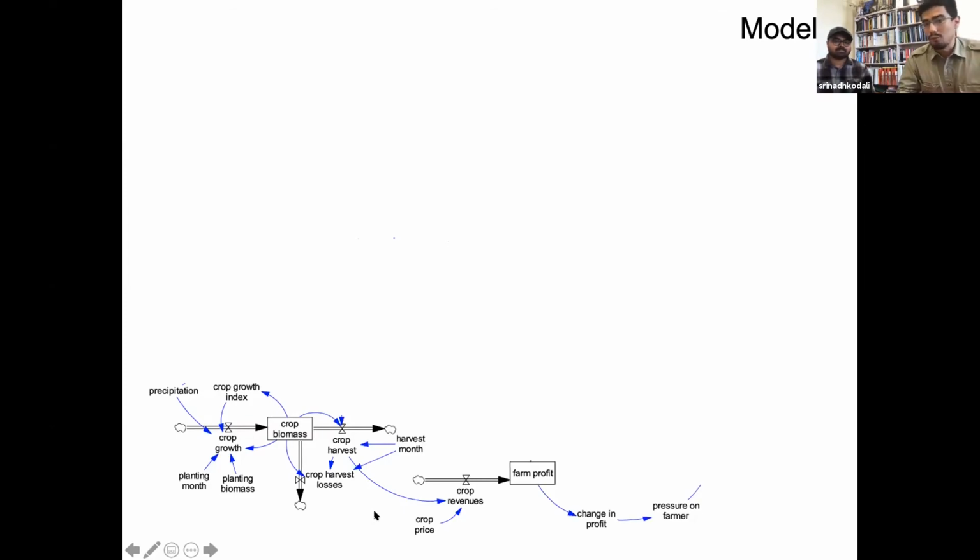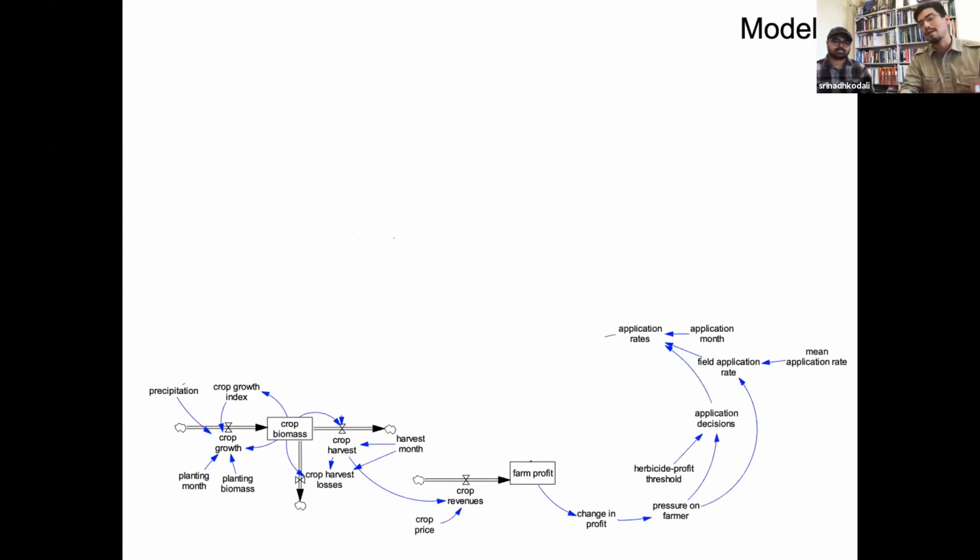Now, of course, the revenue is going to go directly into farm profit, and the change in farm profit from season to season is then going to put pressure on the farmer to make a decision about whether or not he should apply more herbicide in his field. Of course, the herbicide costs money, so that's going to add to the total production expenses for the farmer, thus completing our reinforcing loop, because the total amount of expenses added is going to put more pressure on the farmer, thus he's going to apply more herbicide.